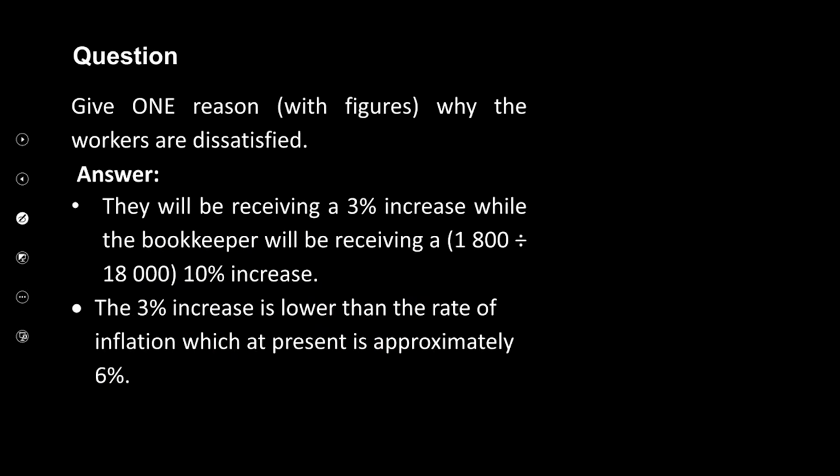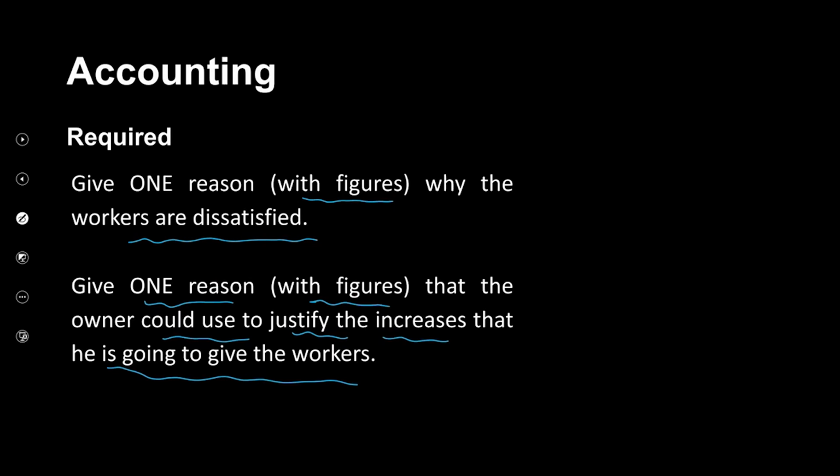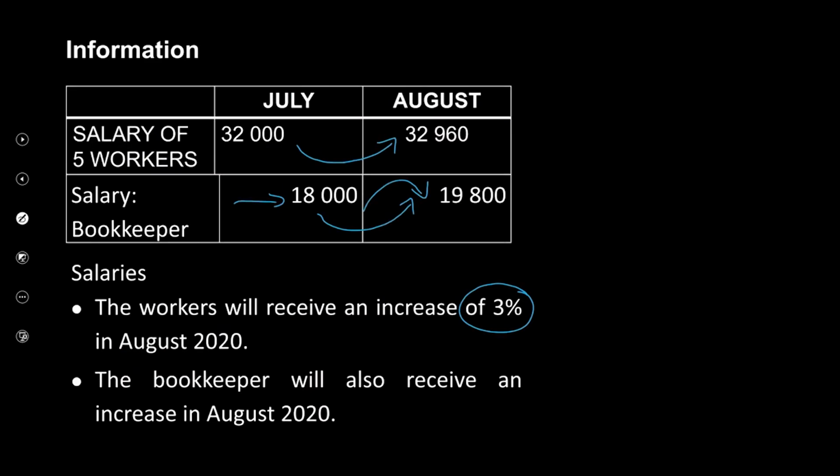So, answer. The workers, why will they be dissatisfied? One, they will be receiving a 3% increase, while the bookkeeper will be receiving a 10% increase. How did we get that? Let's go back and check this out here. Can you see? The bookkeeper, if you take 10% of 18,000, will be 1,800. Add the 1,800 there, will give you a figure of 19,800. So clearly you can see that they are receiving a 3% increase.